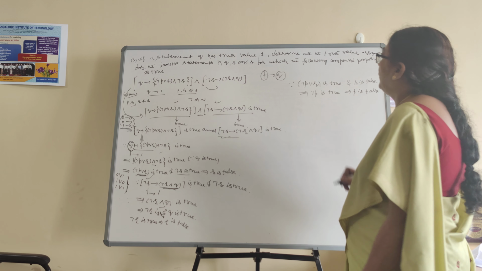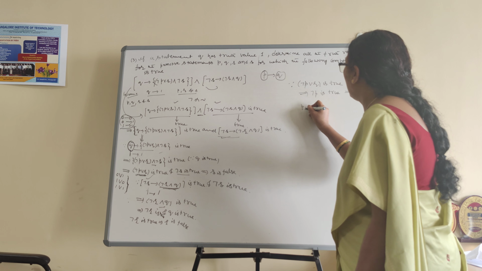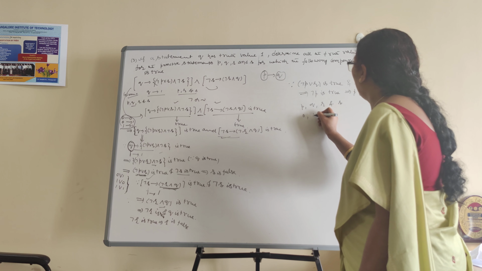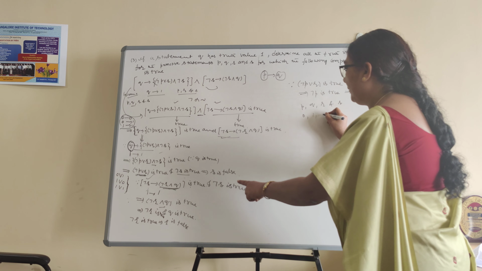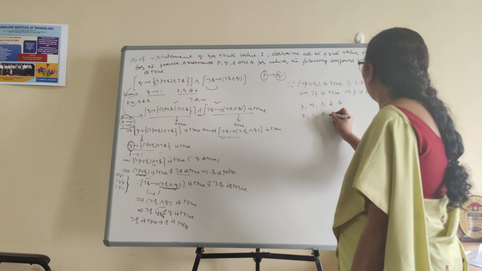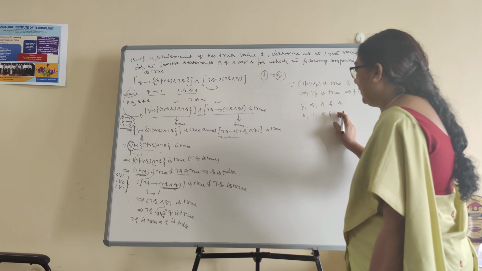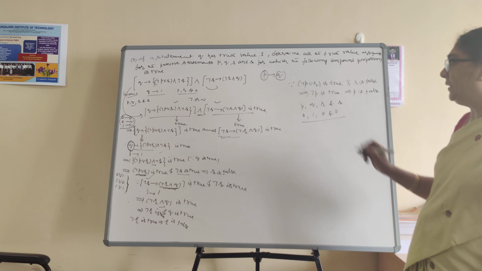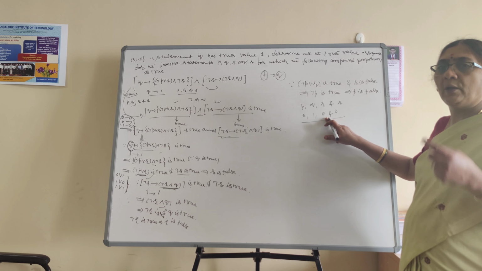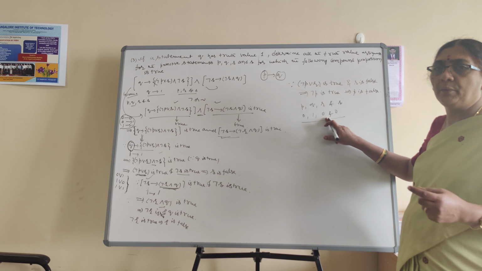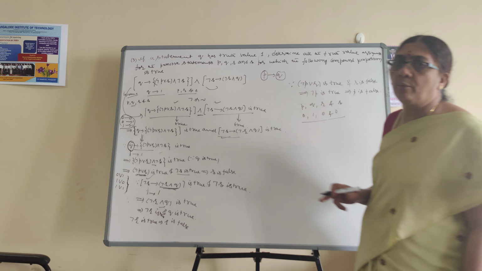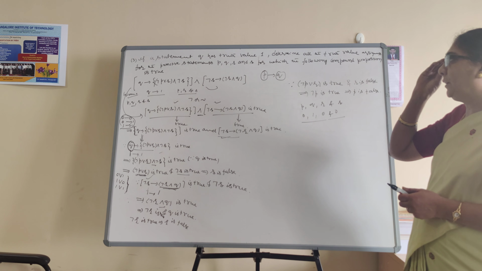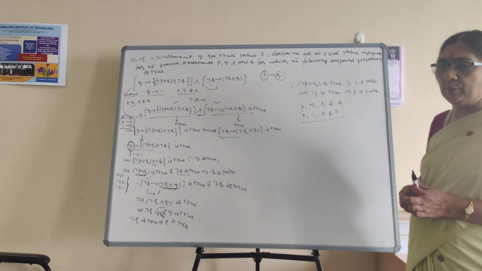Therefore, what are the truth values of the corresponding components P, Q, R and S? P is 0, Q is 1, which was already given. What's the R value? R is false, 0. And what about my S value? S value is 0. Now I think it's clear how to find the truth values of the corresponding primitives or components from the corresponding compound proposition.